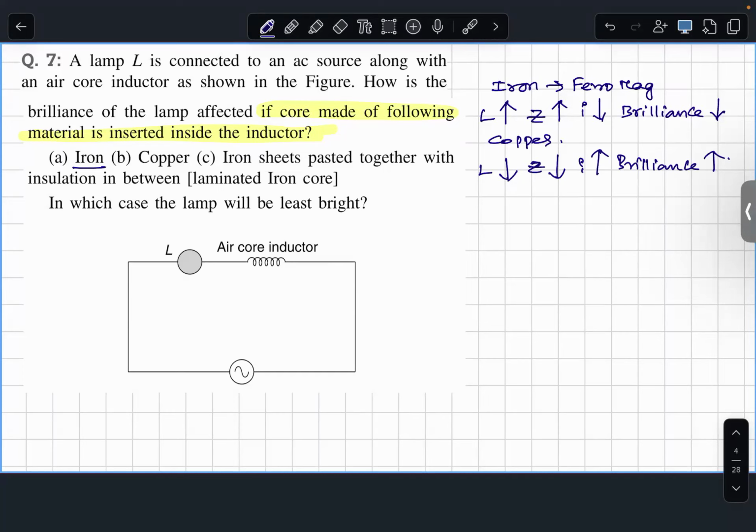L decreases because mu is negative. Not mu is negative, susceptibility is negative. 1 plus susceptibility, therefore less than 1. Earlier it is at least 1 or more than 1. Now it is less than 1, when compared to the previous condition. Earlier if 10 lines are going, now no line will pass through. Right. Iron sheets pasted together with insulation in between, laminated iron core.